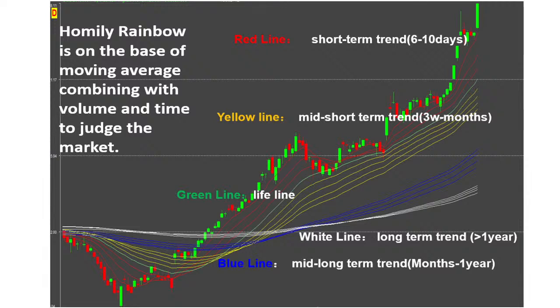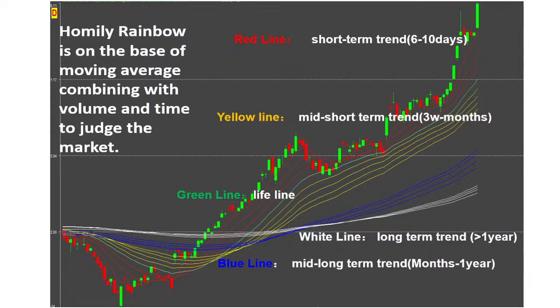So the Homily Rainbow indicator combines the moving average, the volume and the time together to help us follow different period trends. See, the white line here means the long-term trend. Usually it will last more than 1 year. The blue line is the mid-long-term trend, a few weeks to a few months. The yellow line is the mid-short-term trend, 3 weeks to a few months.